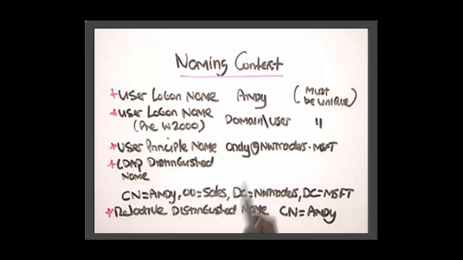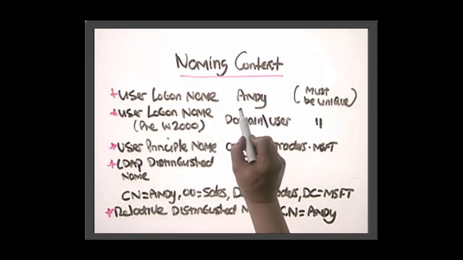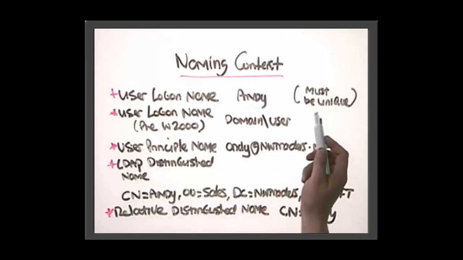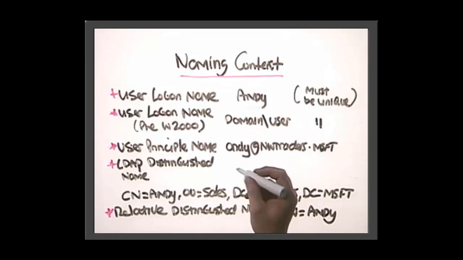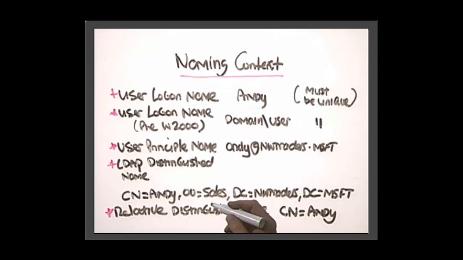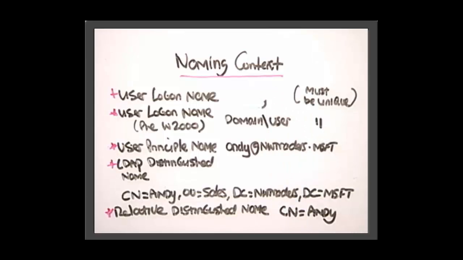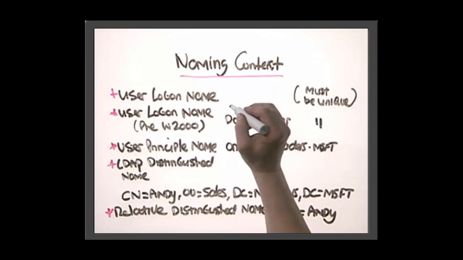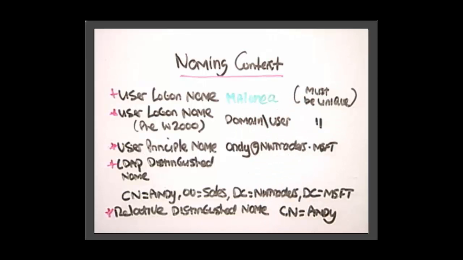So I've called this my naming context, and you can see here that there are a number of different types of naming contexts. So for example, my user logon name, I just call this guy Andy. And again, remember that this must be unique. So you must have a user account which is unique in the domain. So every user account name must be unique. So again, I mentioned you may not want to use this type of name. In fact, you may want to use something like, let's say, Malone A. This is a really good example of a sensible name. And again, remember that that account name must be unique in the domain.